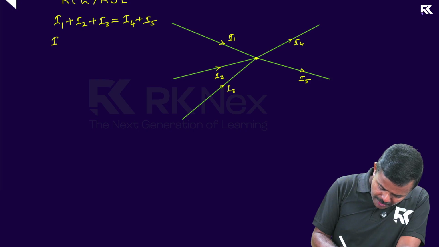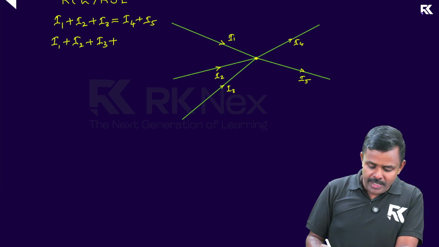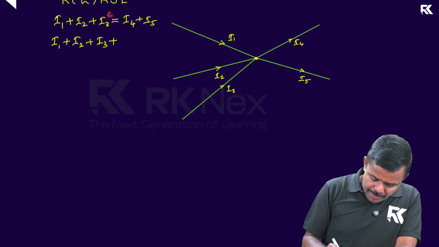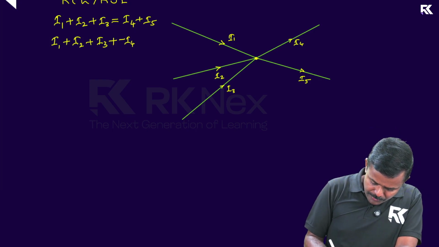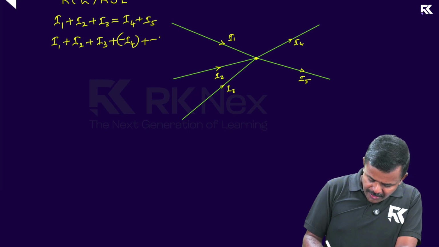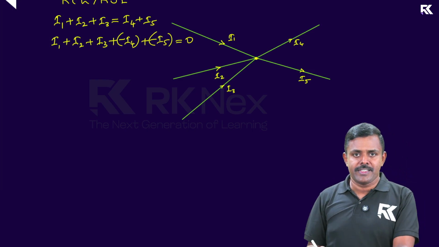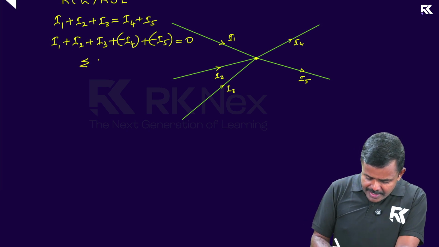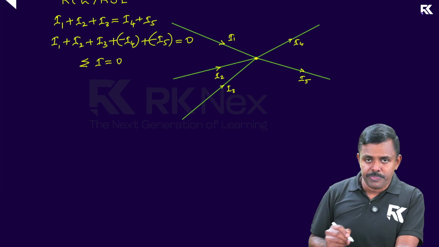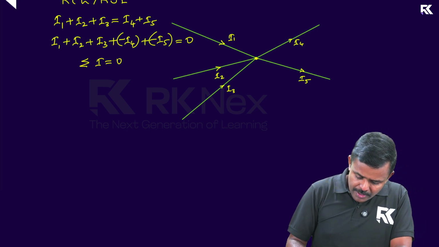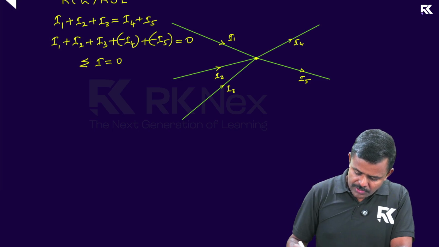And I take I4 and I5 to the left side. That makes it I1 plus I2 plus I3, minus I4 (as I4 comes to the left side), minus I5, and that makes it 0 on the right side. Now I can write it as sigma I is equal to 0. This is a statement of Kirchhoff's junction law, or Kirchhoff's current law.